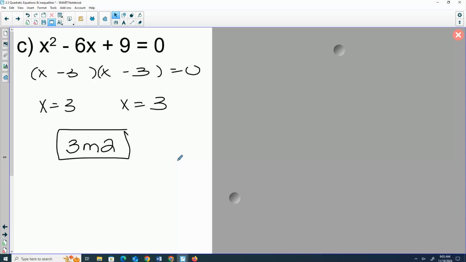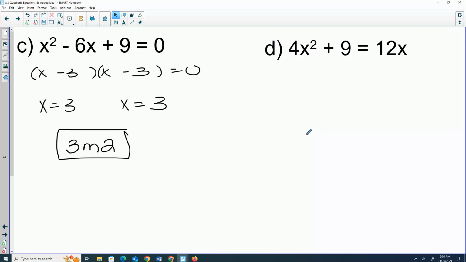When we draw graphs, that multiplicity is going to change our graph a little bit. So we don't want to just ignore it for now. We want to start getting in the habit of recognizing that, because as we get into graphing polynomials, that multiplicity is going to be very important for our graphs. So don't just ignore it. 3 is the only solution. It just showed up twice. All right, this one, if I want to solve it, what would I have to do first?